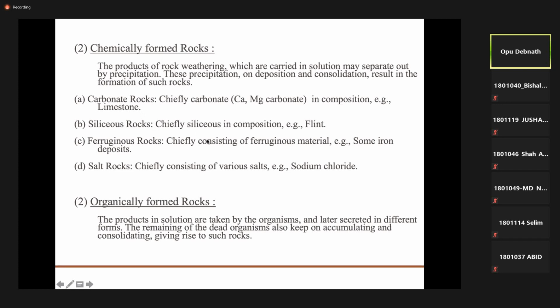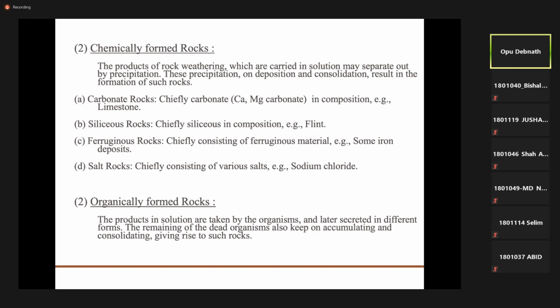Similarly, the siliceous rocks, so silica-rich composition will be found as the main constituent in these types of rock. And if ferruginous materials like iron deposits are the main constituent of any deposition, these rocks will be categorized as the ferruginous rock. And the last one is the salt rock.